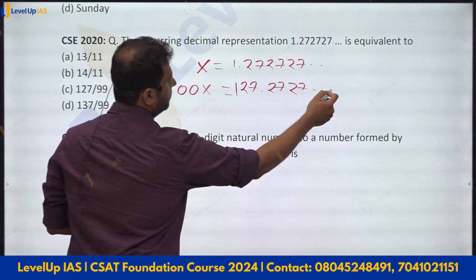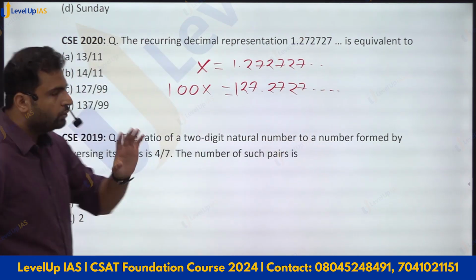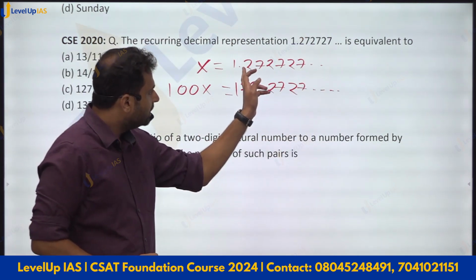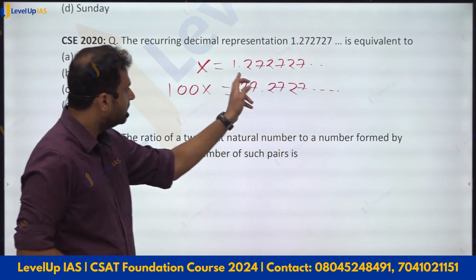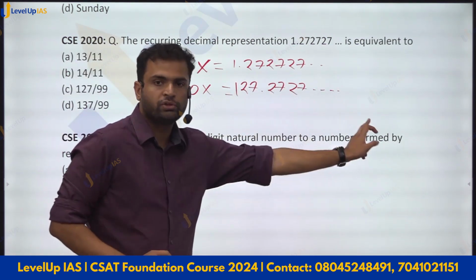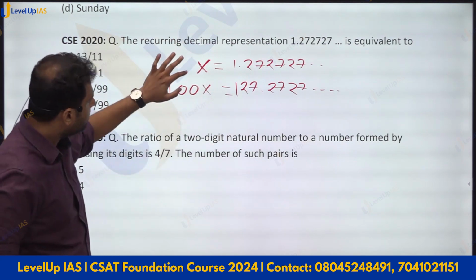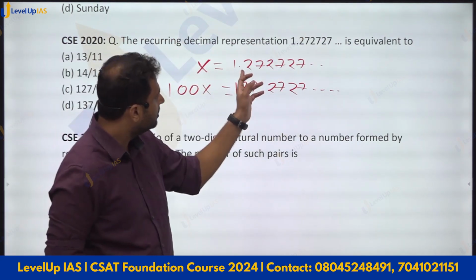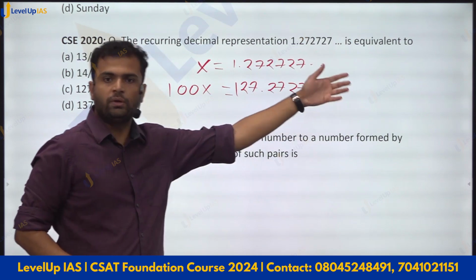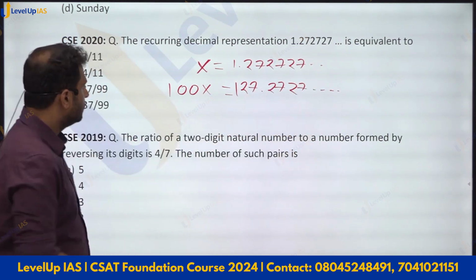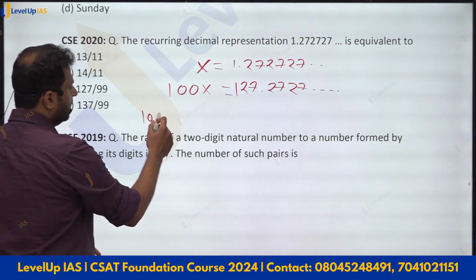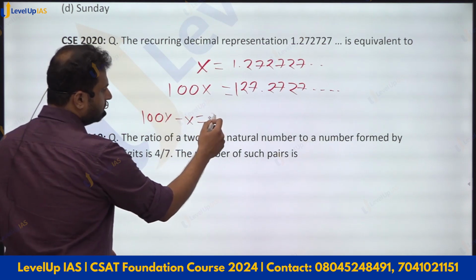127.272727 and so on. So you note that here the number after the fraction is the same. Here also 2727, here also 2727. So if I subtract x from 100x, all these things after the decimal point will get cancelled with each other. So I do that. I write 100x minus x, which is equal to what?